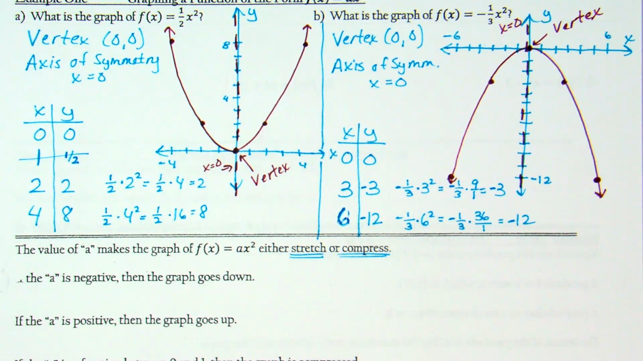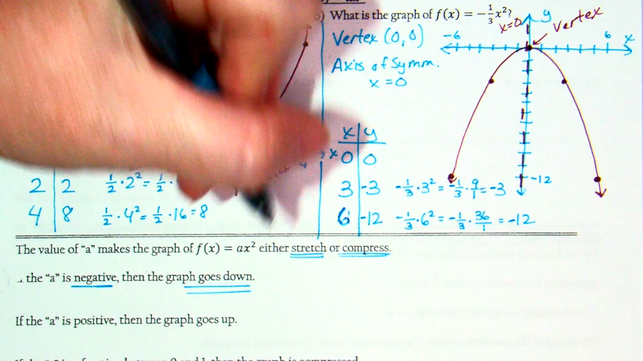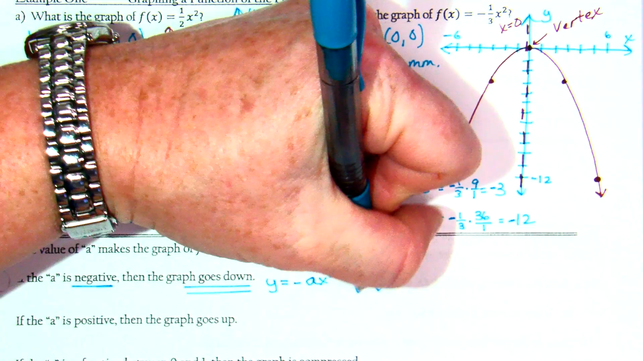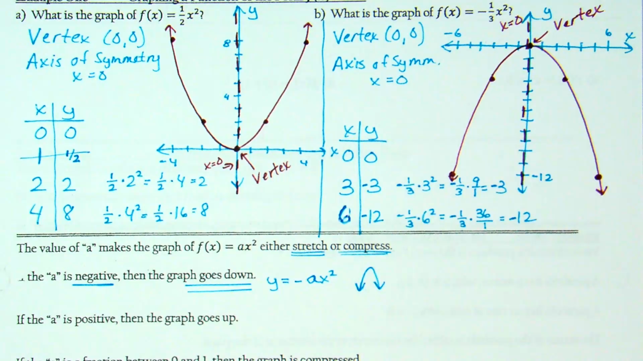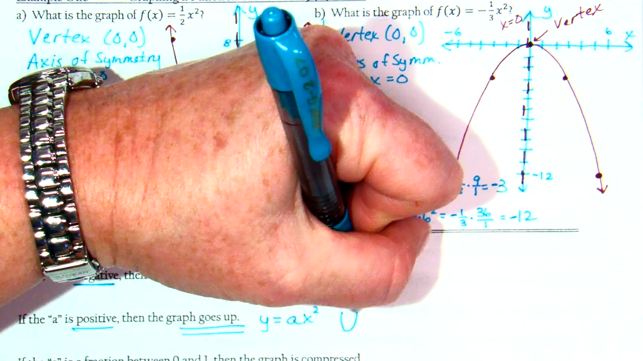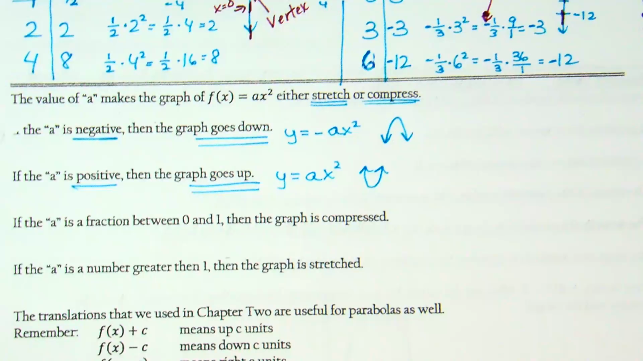If a is negative, what happened on graph B when a was negative? It flipped down, doesn't it? So when you have the situation such as y equals negative ax squared, that just means my parabola is going to be upside down. If a is positive, then the graph goes up. So if y equals positive ax squared, I'm going to have a right side up parabola.